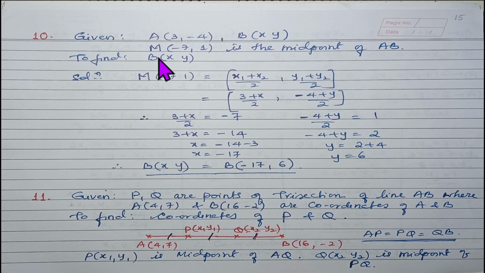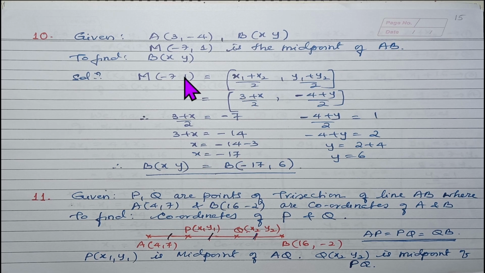Now here, to find out B(x, y), we have to apply the midpoint formula, and we know that the x and y coordinates of the midpoint can be found by taking the average of the x coordinates of A and B, and the average of the y coordinates of A and B. So let us apply the midpoint formula and then equate them. Now -7, that is the x value of the midpoint, is the average of the x values of A and B. Therefore it is (3 + x)/2. That means -7 = (3 + x)/2, and that is 3 + x = -14, x = -14 - 3, and x = -17.